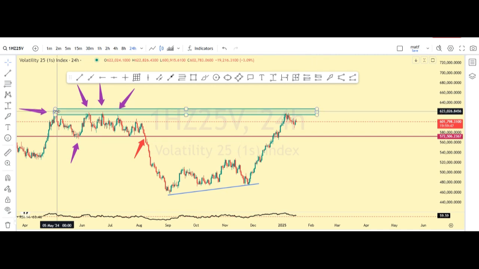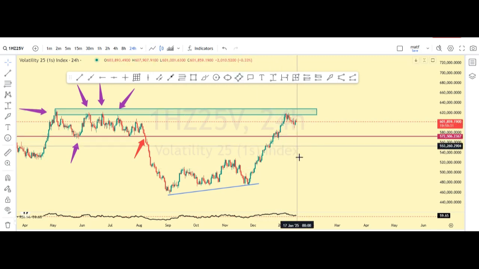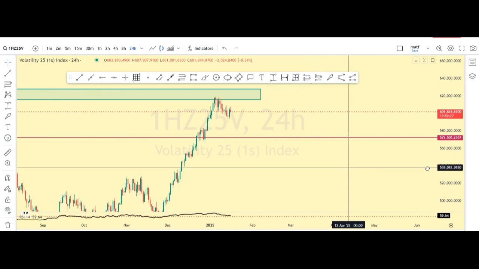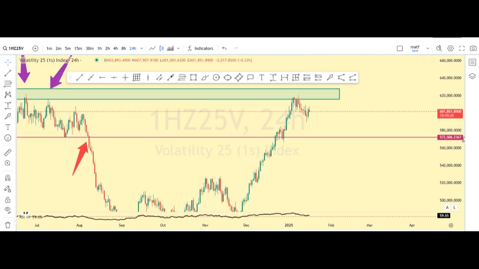The order that has been placed here by sellers, a strong supply zone, an old zone placed here by sellers, was also activated to push the price to the downside. So we are waiting for the market to actually do its thing.